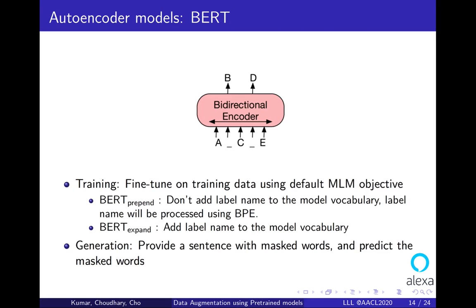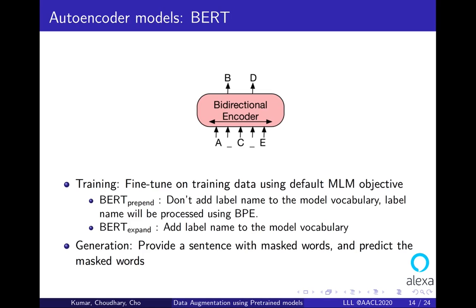So we first discuss the autoencoder model. In this particular paper, we talk about BERT when we say autoencoder model, but we assume that this is applicable to any kind of autoencoder model. For fine-tuning our autoencoder model for the data augmentation task, we can use the default training objective. Since we are prepending labels to training data, we have two choices for model fine-tuning. We can either add the class label to the model vocabulary, or we can decide not to add it.